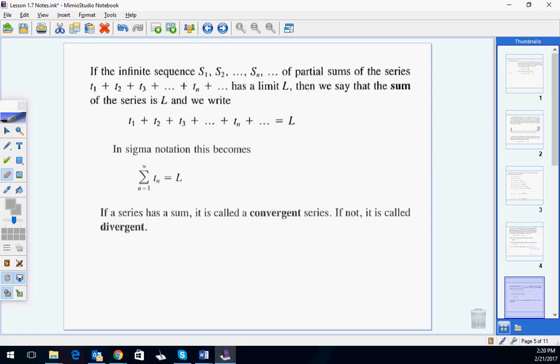Convergent means it is approaching something. Divergent means it's not approaching anything. It's going too big, so it doesn't matter, or it's going too small, like a big negative number, it doesn't matter. Any questions with that?